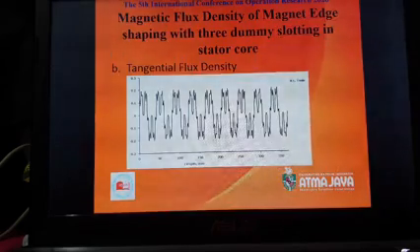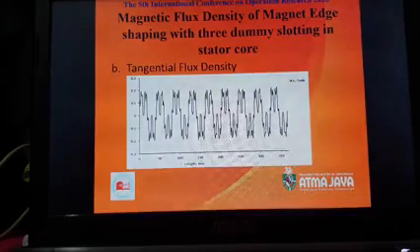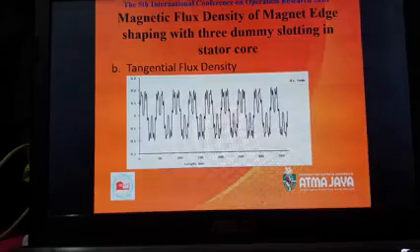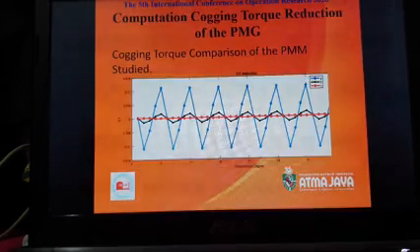From the 6 pictures, the tangential flux density of the PMG with shaping and dummy slots is lower compared with the initial structure. It can be observed that the tangential flux density of magnet edge shaping with the 3 dummies in the stator core is the lowest among the PMGs studied. The tangential flux density has a great influence on the CT peak value. This is the computation of cogging torque reduction of the PMG.